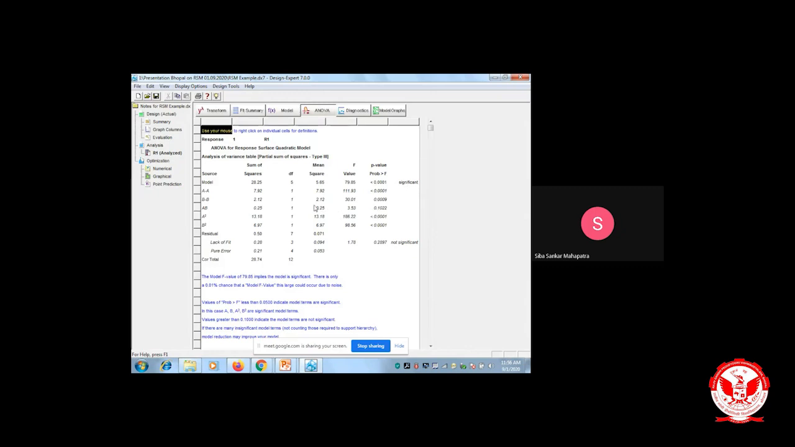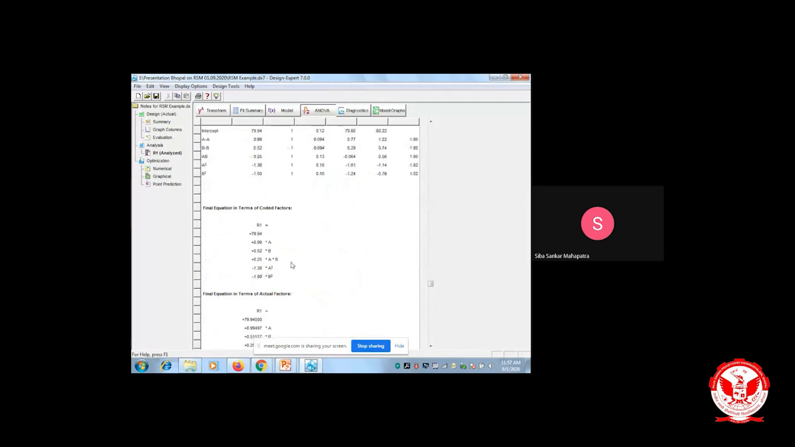What you will get: this model is significant. Then lack of fit should be not significant. Always remember, lack of fit should not be significant here. It shows not significant. Then it shows the pure error, and all these values are shown. And you see, factor A is significant, factor B is significant, the AB multiplied term, that is the interaction, A multiplied B, then square terms are significant. Okay.